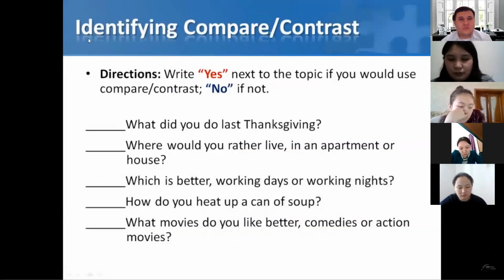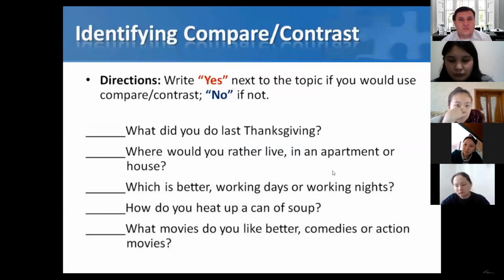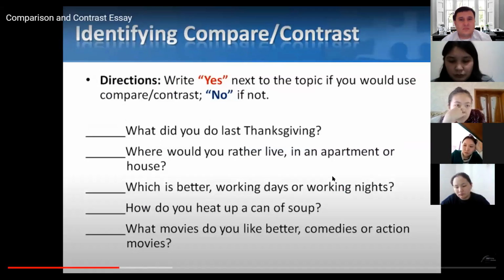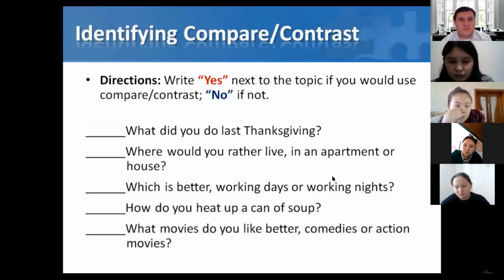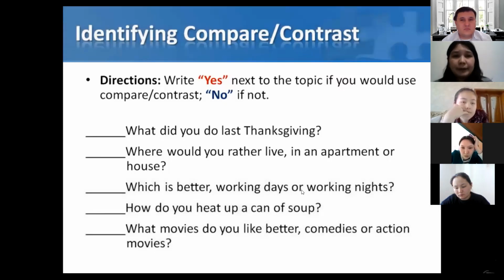You might want to pause the video here so you can jot down your answers on a piece of scratch paper. Here are the directions. Write yes next to the topic if you would use comparison or contrast. No if you would not use either of them. So no means you would not use this technique of comparison and contrast at all for this particular topic.